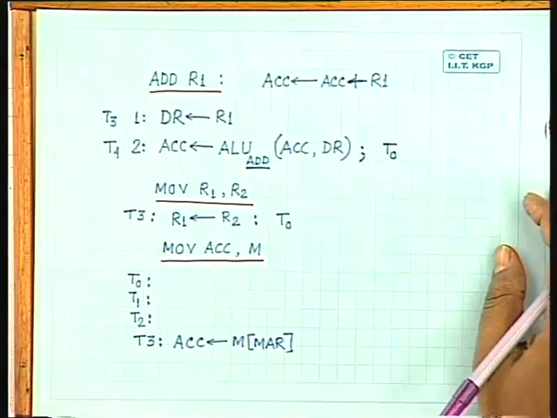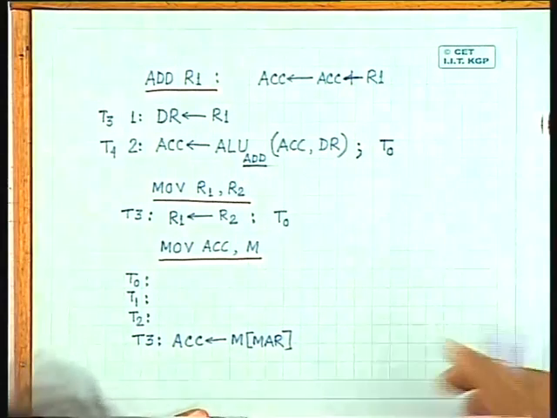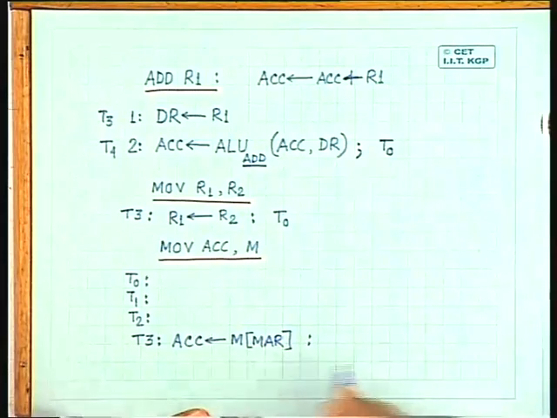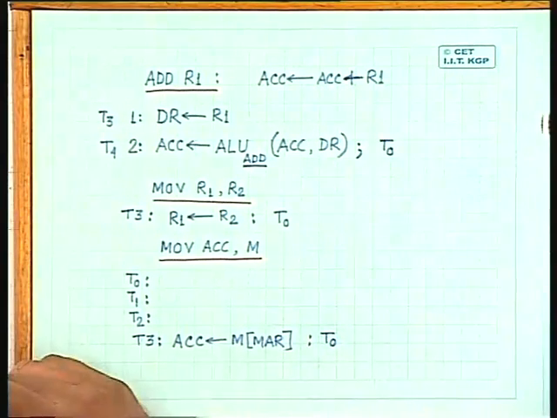So here again you are assuming that the memory read time is very small compared to... Yeah, exactly. That is my assumption. And as before, after this operation is done, I have to set the machine state to T0, so that the machine is now ready for fetching the next instruction and executing it.